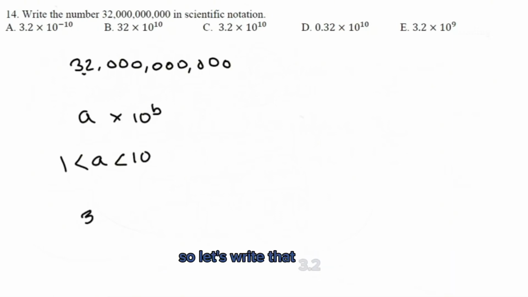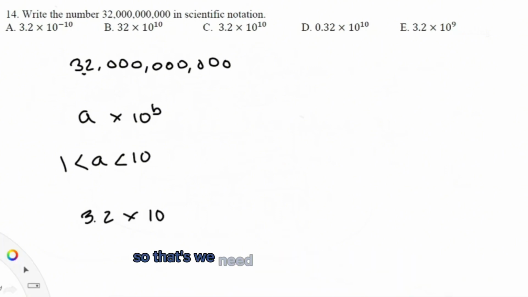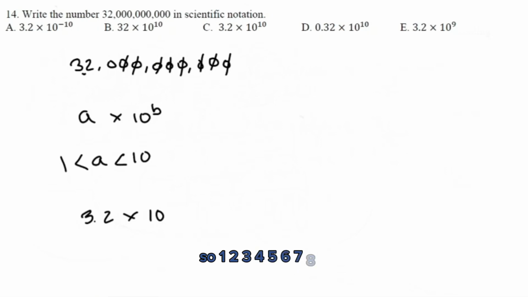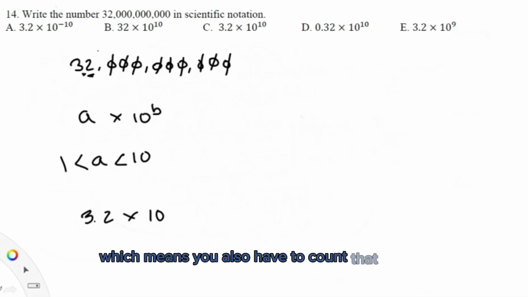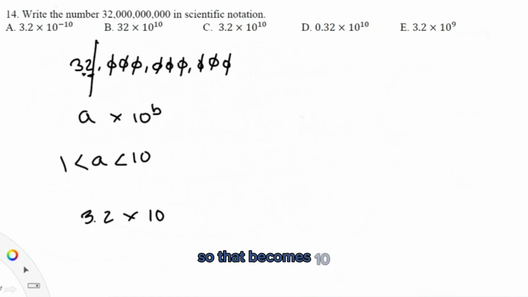So let's write that. 3.2 times 10 to the power of what? That's what we need to figure out. To figure that out, we just count the zeros: 1, 2, 3, 4, 5, 6, 7, 8, 9. So now we have 3.2 and 10 to the power 9. However, we're not done yet, because this 2 right here is also behind the decimal place, which means we also have to count that as well. So that becomes 10. We get 3.2 times 10 to the power 10.